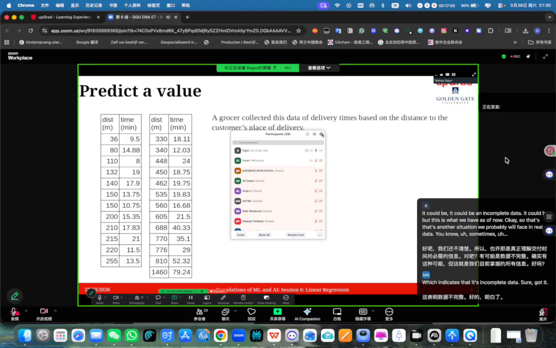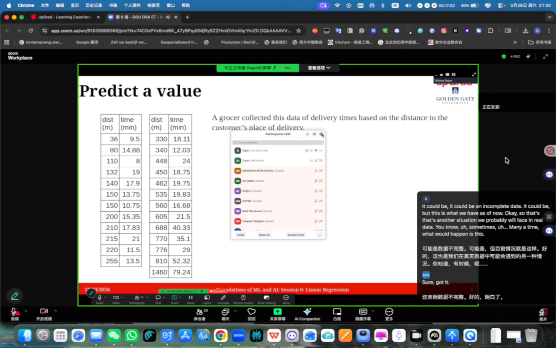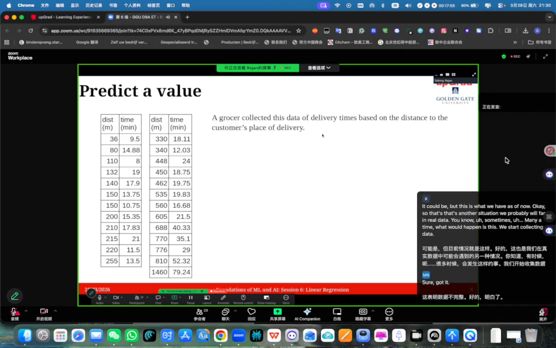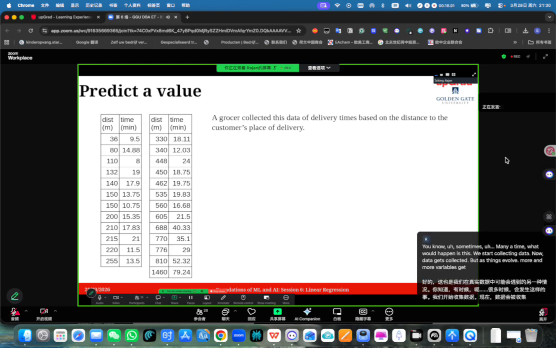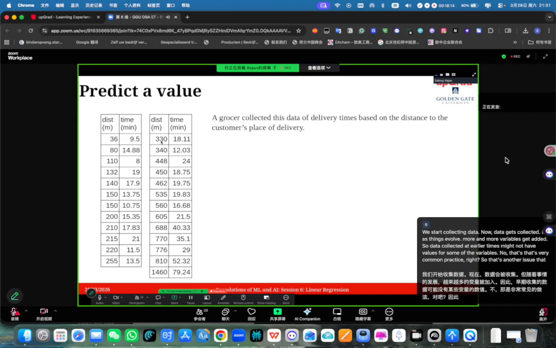Many a time what could happen is this: we start collecting data, but as things evolve, more and more variables get added. So data collected at earlier times might not have values for some of the variables. That's very common practice, right? So this example seems to allude to that kind of an issue.